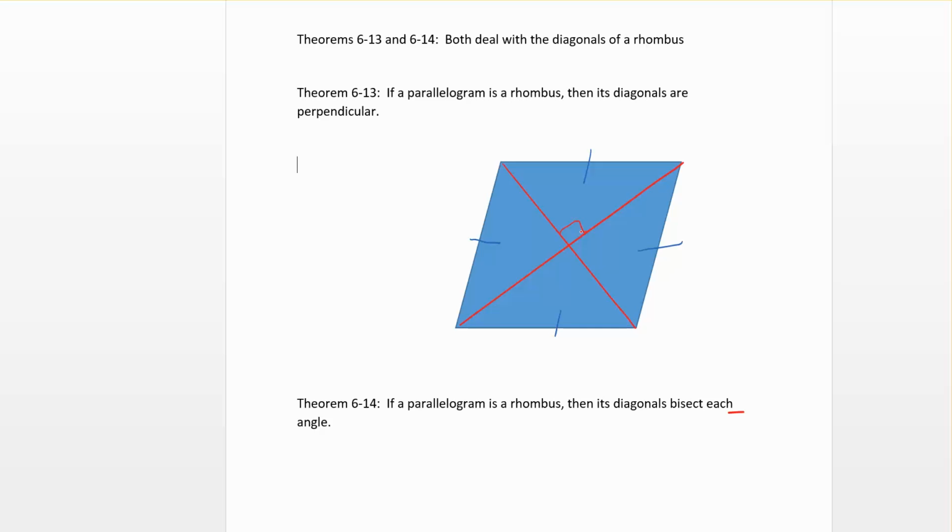And although it appears to be one, we remember a theorem from chapter 2 that says if two lines intersect at one right angle, they actually form four right angles. So the diagonals of a rhombus are perpendicular. That's one of the properties we're going to need to know.